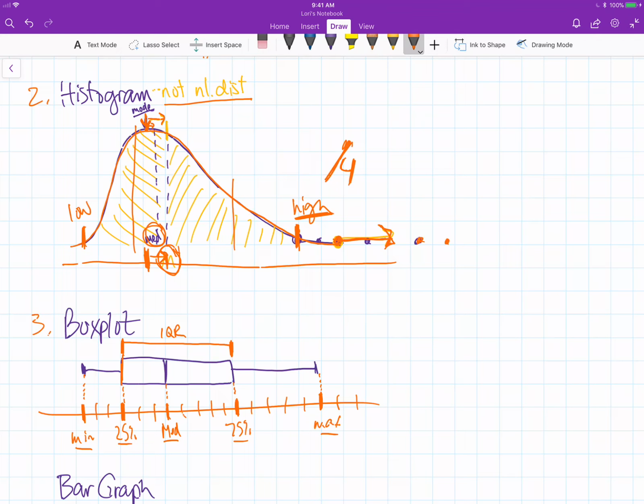You might also be asked about the range, and that's where you would take your maximum minus your minimum, and then you could calculate that simply by subtraction.